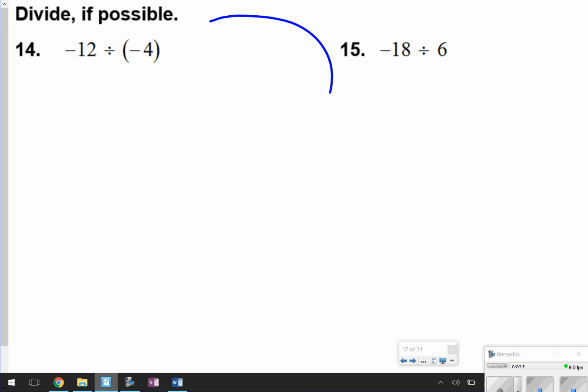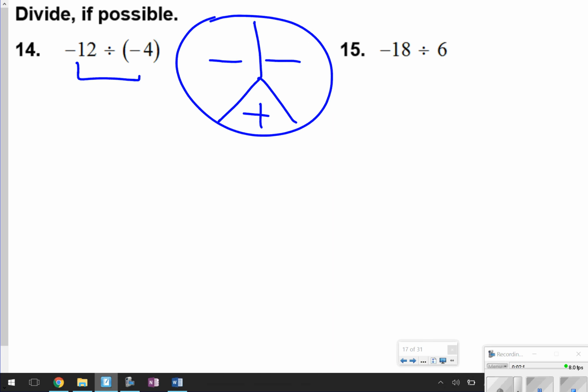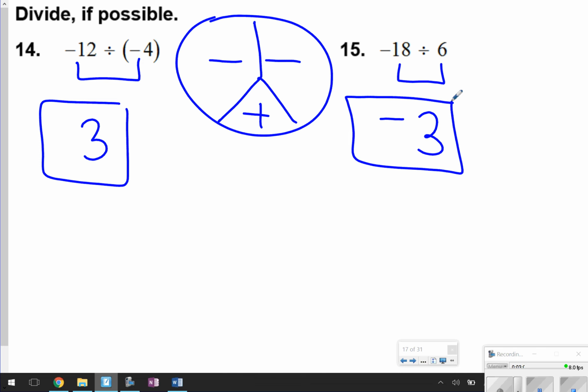14, same type of deal here. You're still using Monkey Man. Negative divided by negative will be positive, so my answer to 14 is +3. 15, I'm doing a negative divided by a positive, so my answer is going to stay negative, so that's going to be a -3 for number 15.